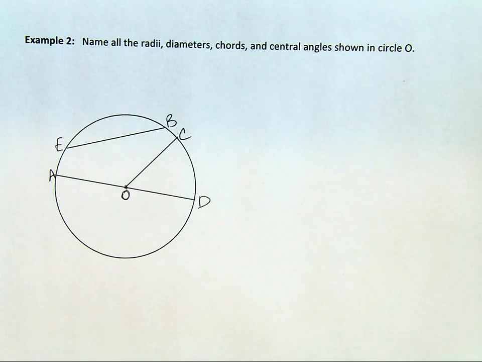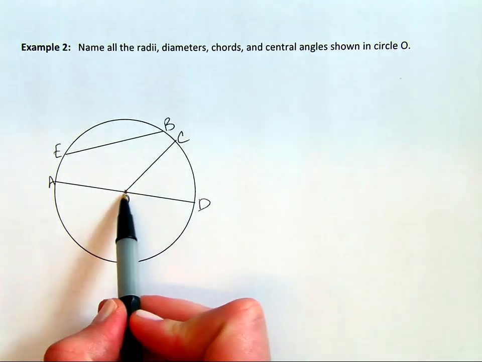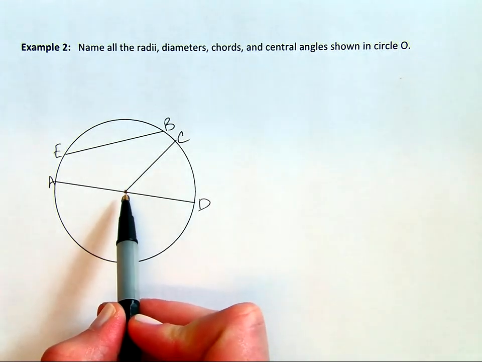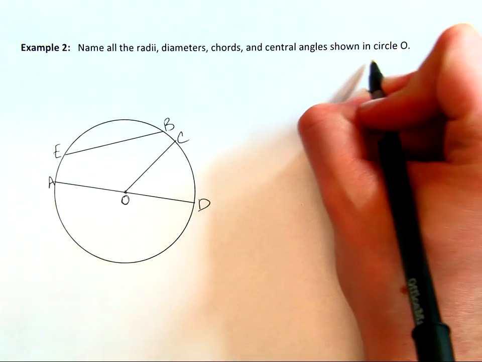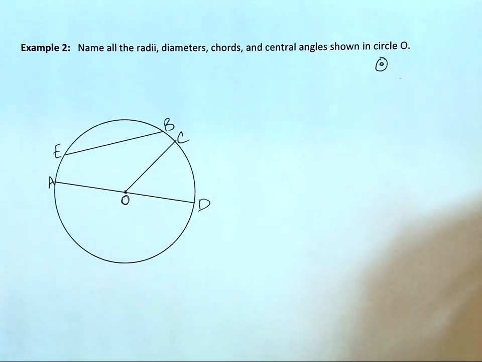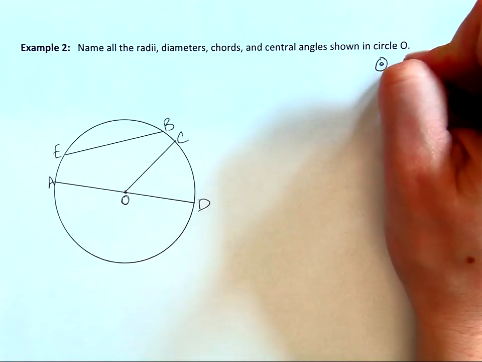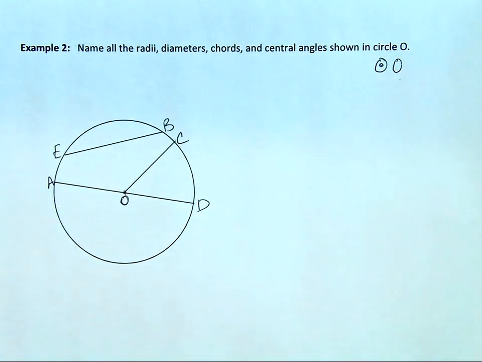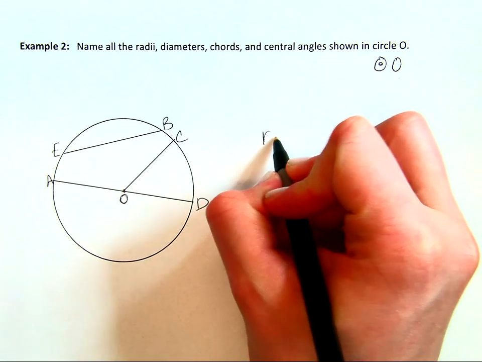Now, another thing to note, circles are always labeled by whatever their center is. Since the center of the circle is O, we call this circle O. Another way we could say this, circle, that's the symbol for circle. It's a circle with the point in the middle, which is the center. So circle O. Okay, all right, so let's start with the radii.